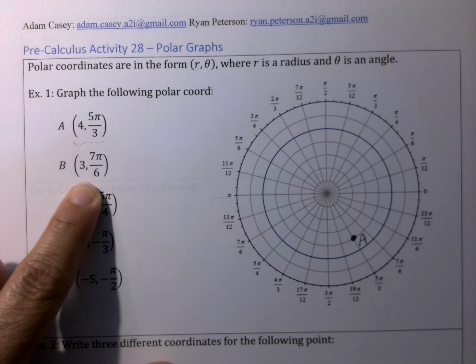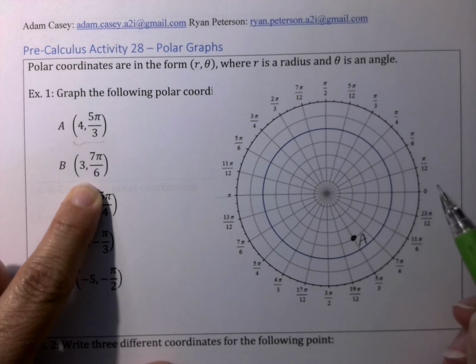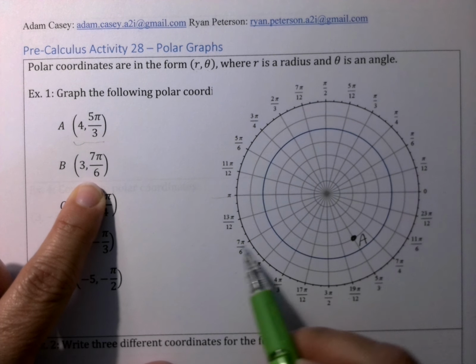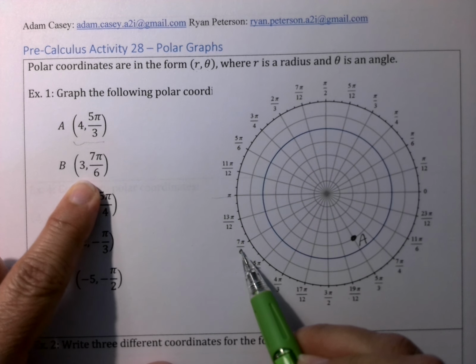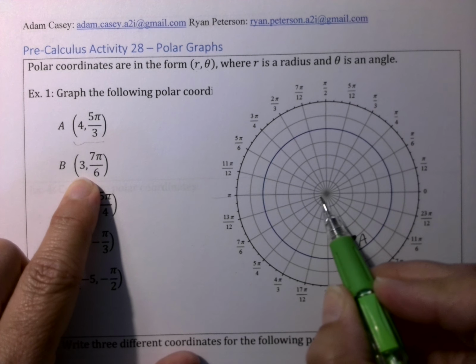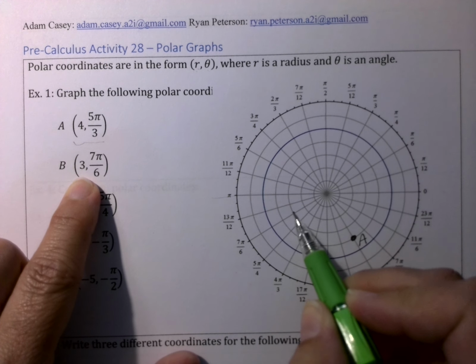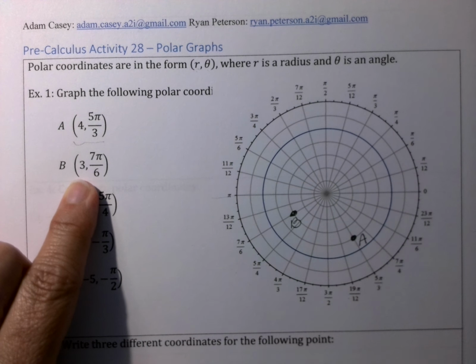Next up, point B, (3, 7 pi over 6). Again, I'm going to find that theta first, 7 pi over 6 over here in quadrant 3, and then a radius of 3, 1, 2, 3. Right there would be point B.